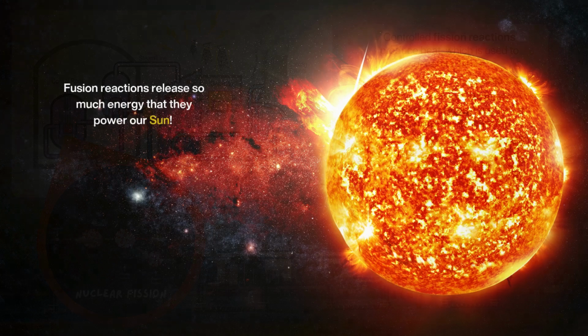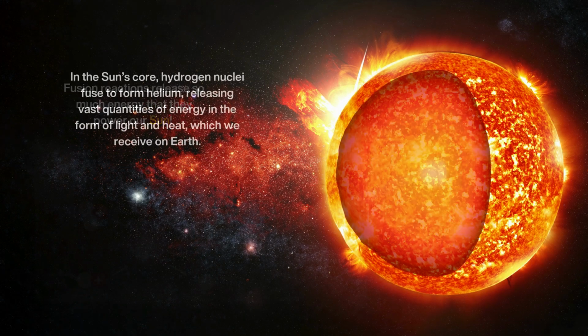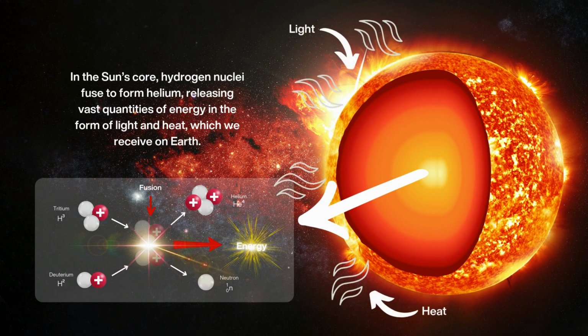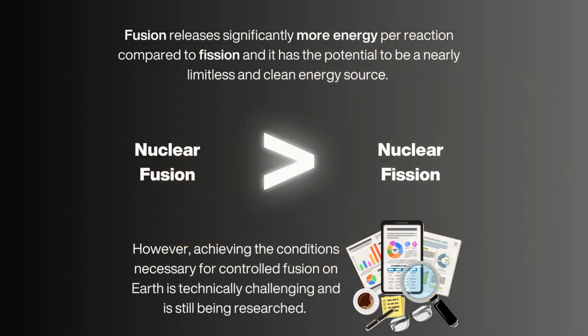Now let's look at nuclear fusion. In the sun's core, hydrogen nuclei fuse to form helium, releasing vast quantities of energy in the form of light and heat, which we receive on Earth. Fusion releases significantly more energy per reaction compared to fission, and it has the potential to be a nearly limitless and clean energy source. However, achieving the conditions necessary for controlled fusion on Earth is technically challenging and is still being researched. We will delve further into this in a future lesson.